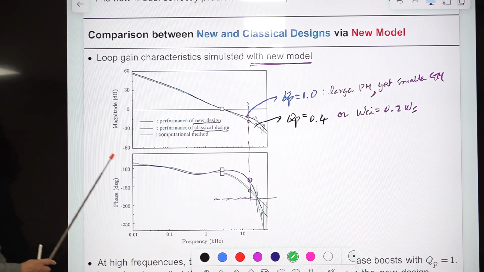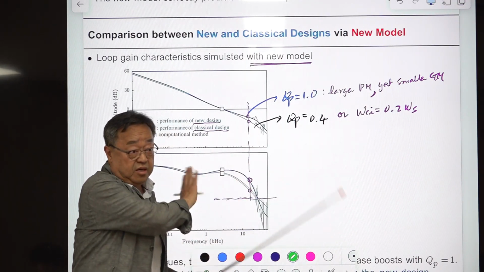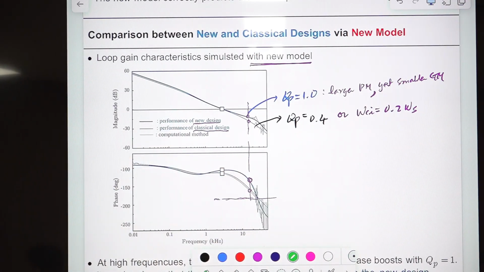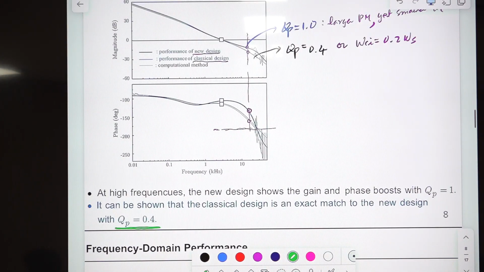In the past, they all ignored this. They were just looking at this. Okay? Then it really doesn't matter. This is the case of buck converter.